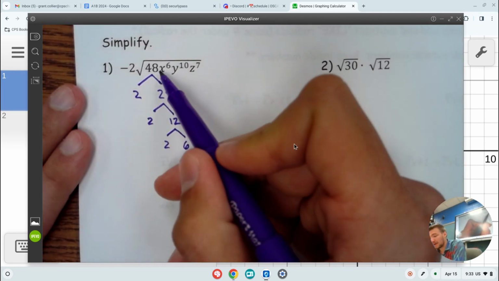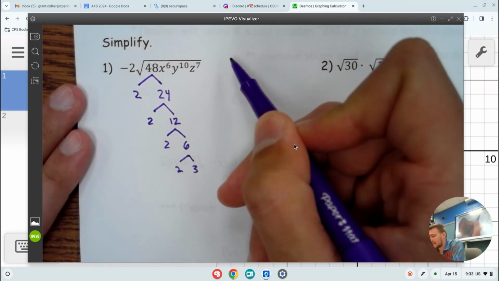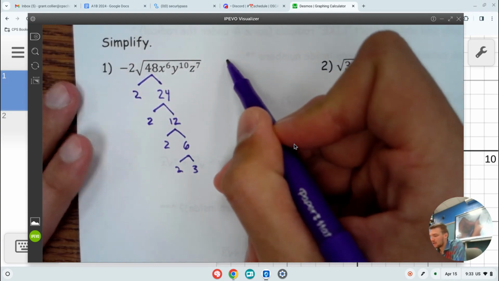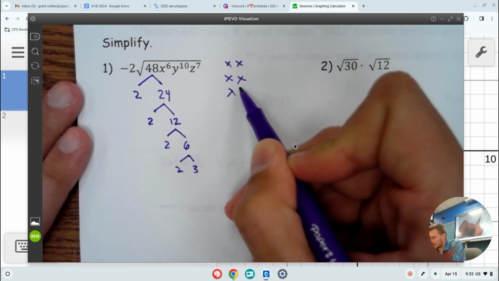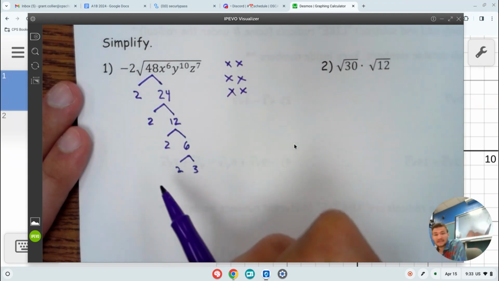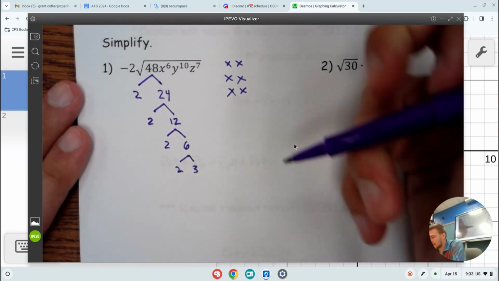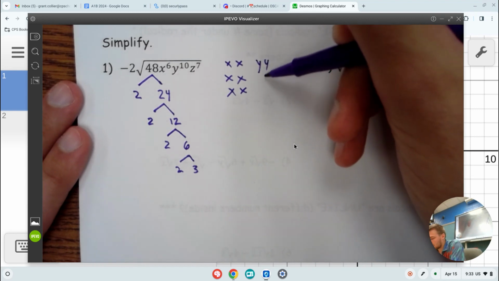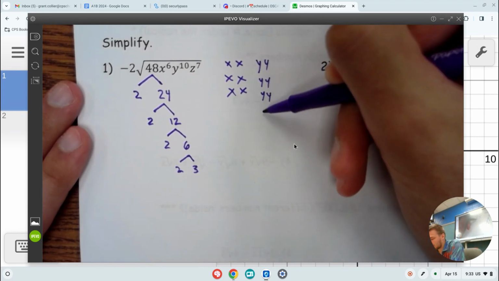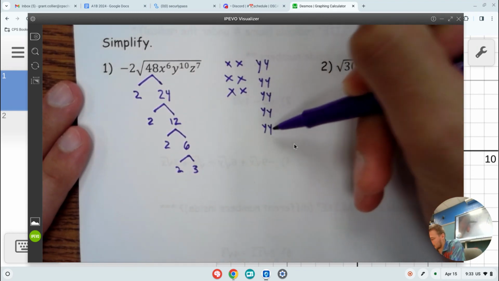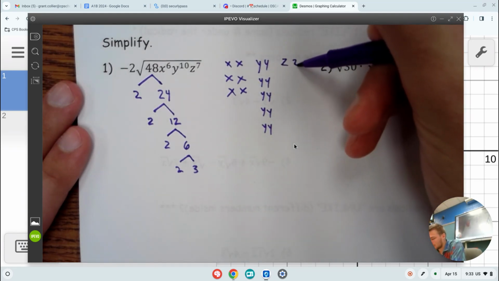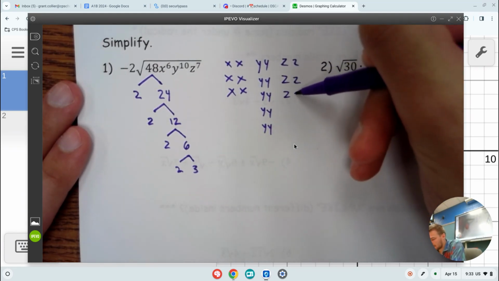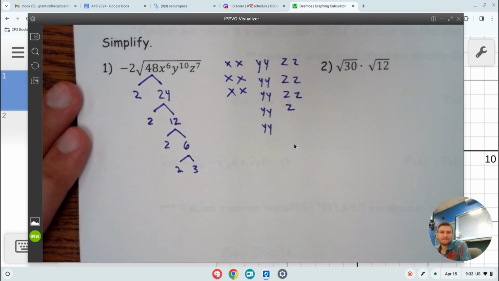We also want to break down these letters on the inside. The best way to do that is just to write them out. We're going to have x, x, x, x, x, x. It says x to the 6th, so we write 6 x's. And we do the same with the y's: 1, 2, 3, 4, 5, 6, 7, 8, 9, 10. And we do it the same with the z's: 1, 2, 3, 4, 5, 6, 7.